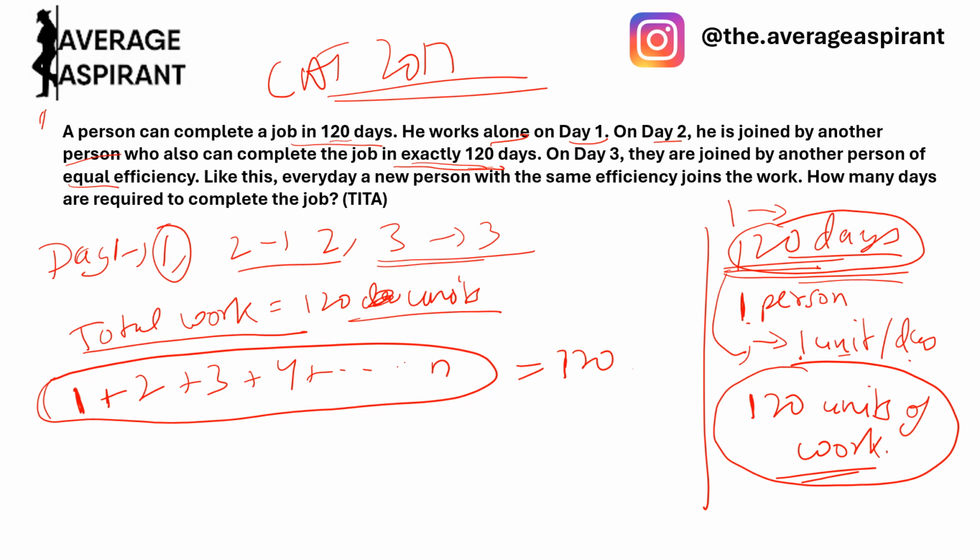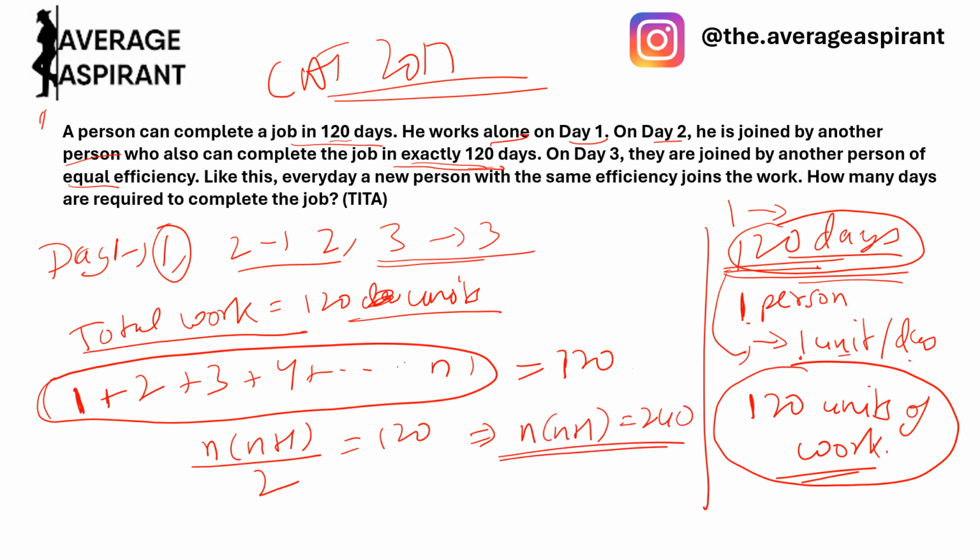So this you can see is a simple AP. You should know this formula: n into n plus 1 by 2. This is the formula for the sum up till nth term, which is equal to 120. That makes it n into n plus 1 is equal to 240. Now you can solve this by various methods, but if you really want to crack it, you should know which terms these will be. You can see this is 15 into 16, so n is equal to 15 days.